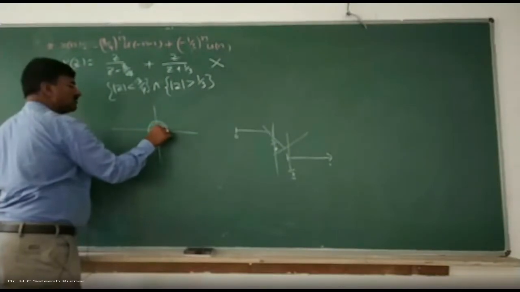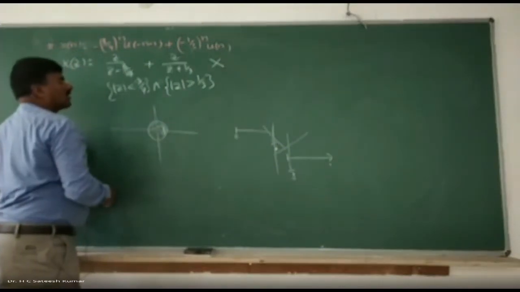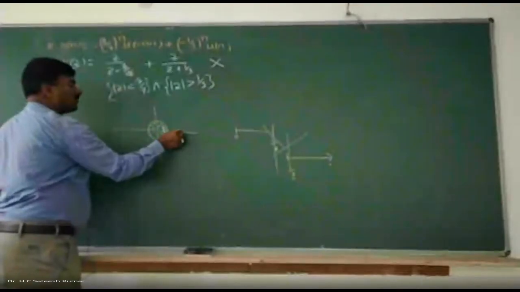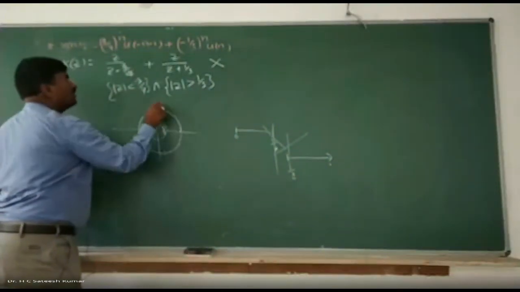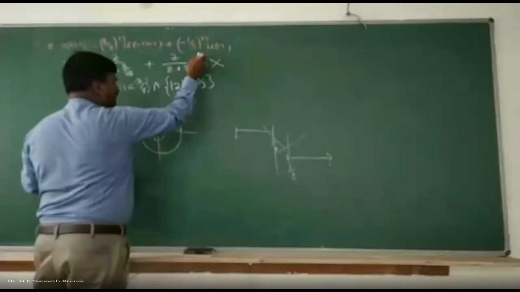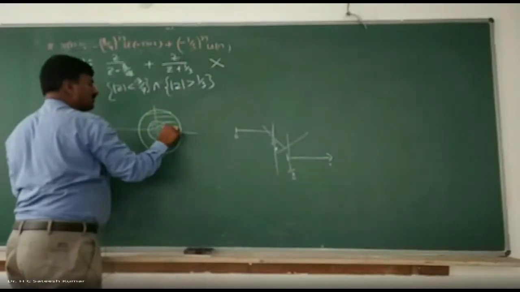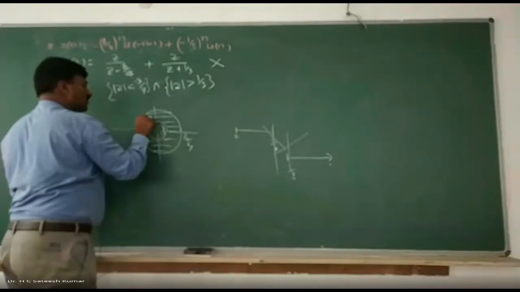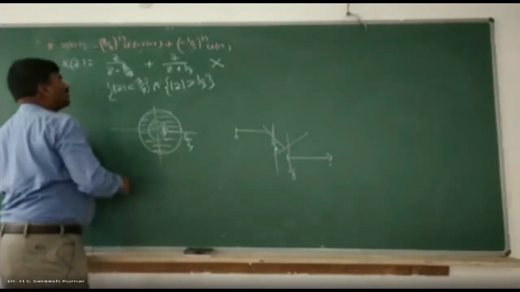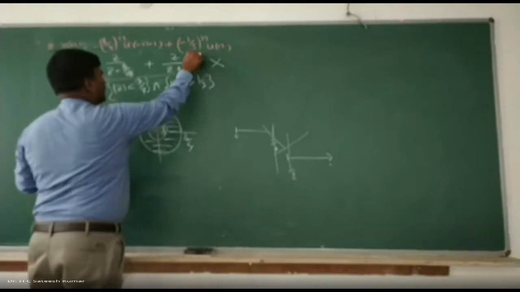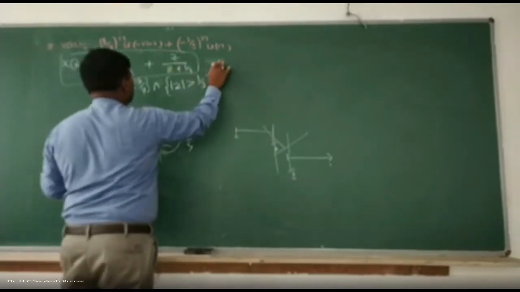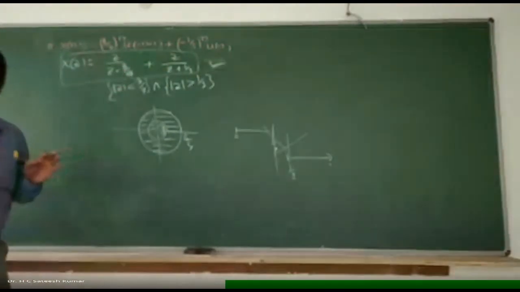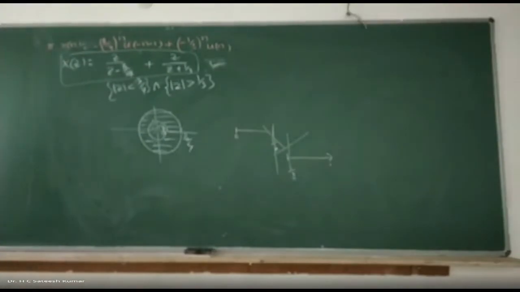1 by 3 circle. Okay? Greater than 1 by 3, less than 3 by 4. Of course, 3 by 4 is greater. It is a two-sided sequence, this is left and this is right. Between 3 by 4 and 1 by 3 we have the ROC. That's how we should do it. These kinds of problems are very simple. Now it exists because I have taken 3 by 4. If you take 1 by 4, this doesn't exist.